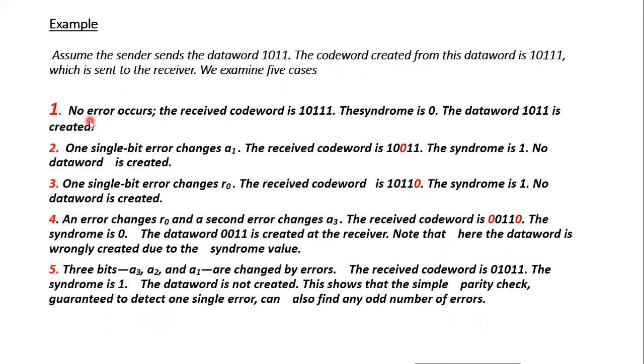The first case is where no error occurs. That is, the received code word is the same, 10111. The syndrome is 0 and the data word 1011 is created. So this is for the first case. There is no error during the transmission.